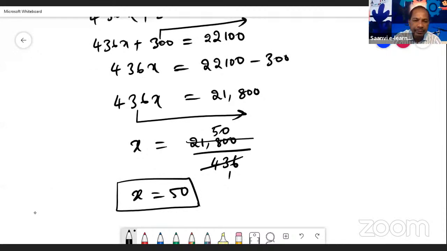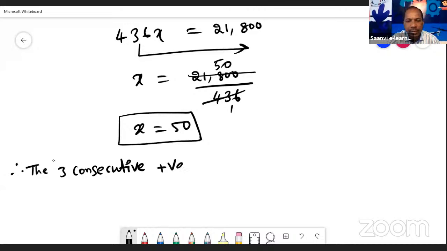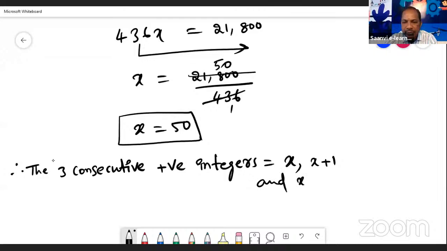Now find them. What is asked here in the question? The question asks for the three consecutive positive integers. So what are they? One is x, the second one is x plus 1, and the third one is x plus 2.